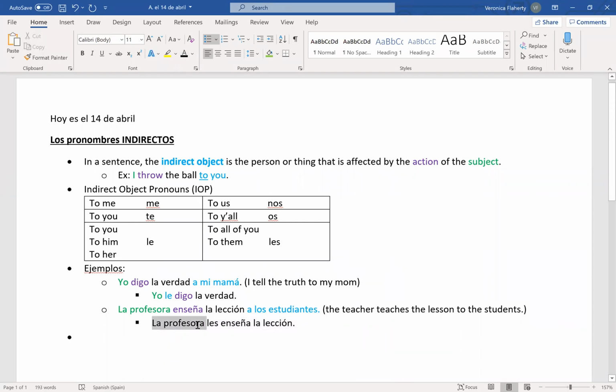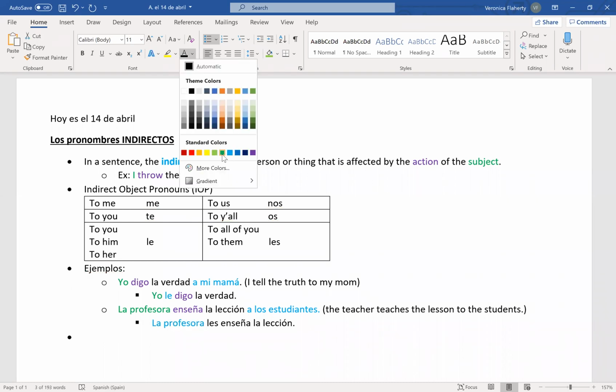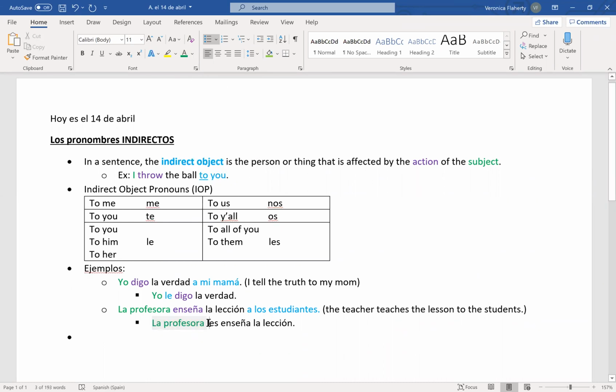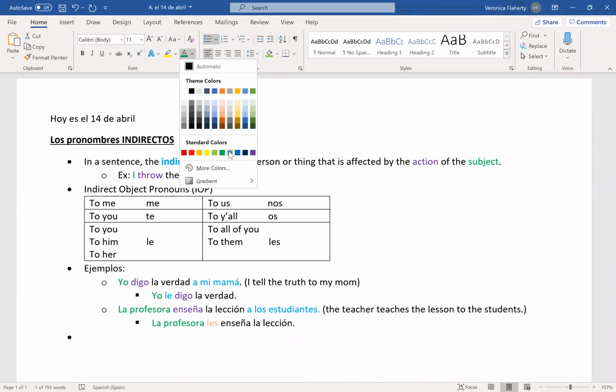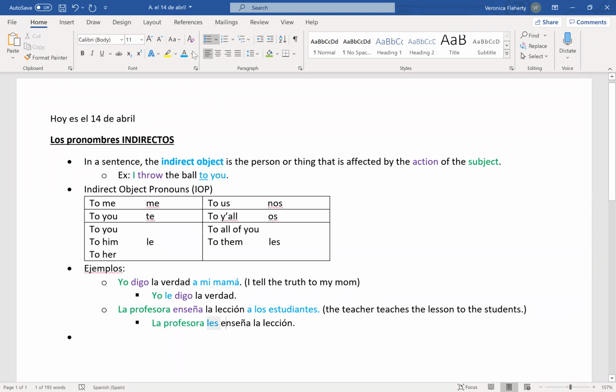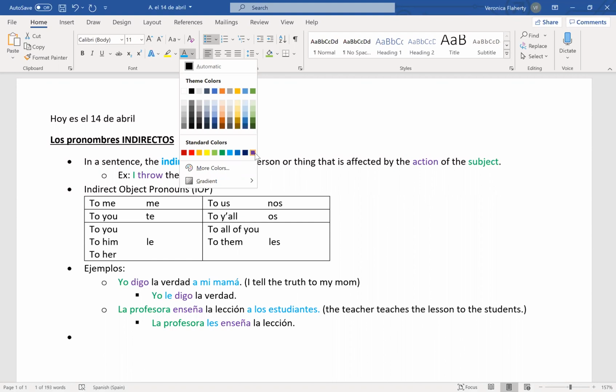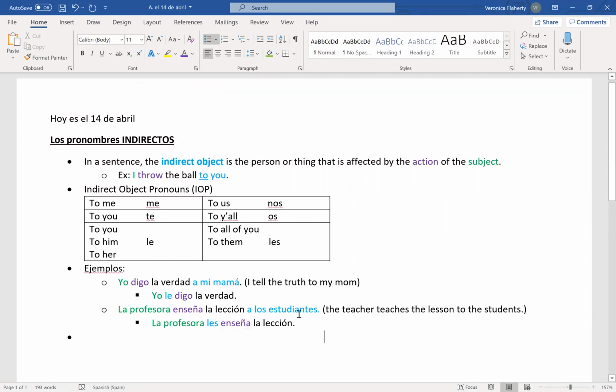So I'm using the colors to help show you guys where the words are moving in our sentences. Most of the time, not always, but most of the time, our indirect object is going to come last, like a mi mamá and a los estudiantes, but the pronoun comes much sooner when we rewrite the sentences to say her or them. It goes in between the subject and the verb.